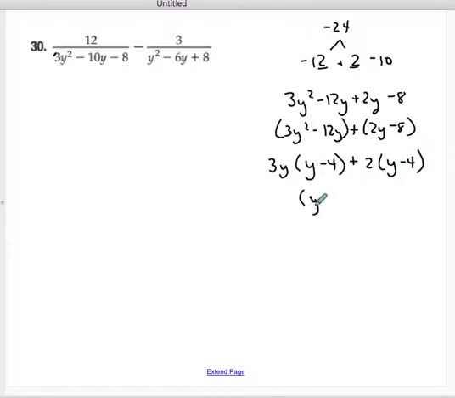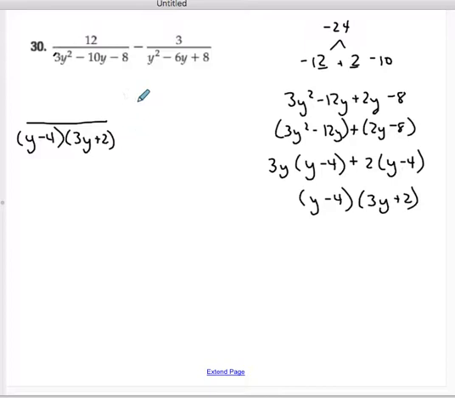So now my factors are y minus 4 and 3y plus 2. I'm just going to rewrite those there. So that's y minus 4 and 3y plus 2. And I'm subtracting y squared minus 6y plus 8. Here I've got y squared, it's a positive, so the signs have to be the same: y minus and y minus. Negative 4 and negative 2 multiply to positive 8 and add to negative 6.